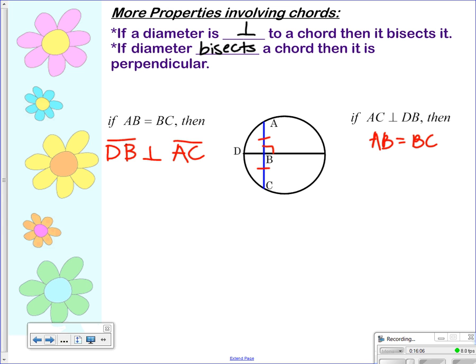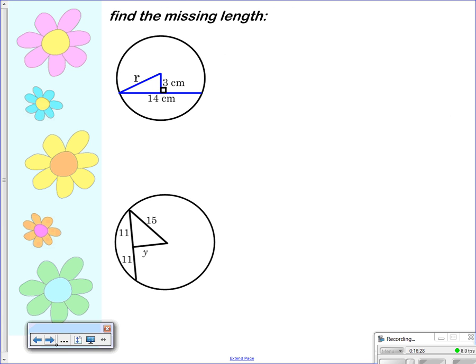So just like the last property, you can say it either way. If a diameter is perpendicular to a chord, then it has to bisect it. And if it bisects a chord, then it has to be perpendicular. Okay, so we're going to look at our last two examples, and we're going to use the properties that we've talked about today to help us solve for a missing length inside of our circle.